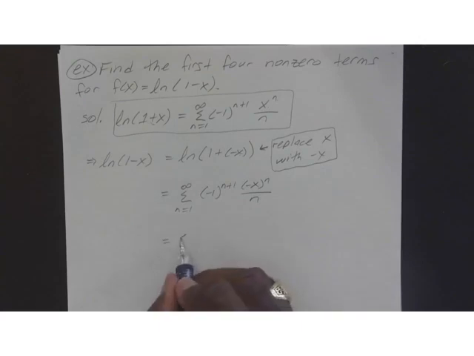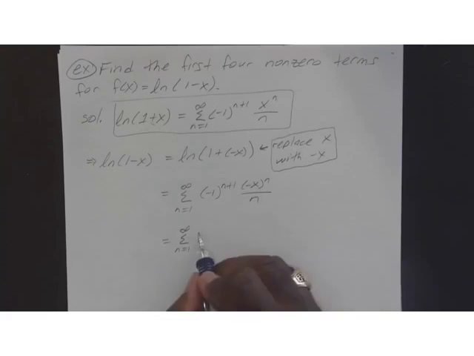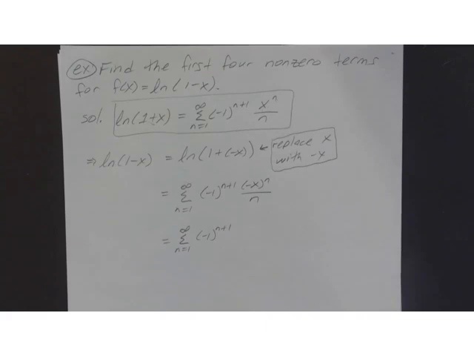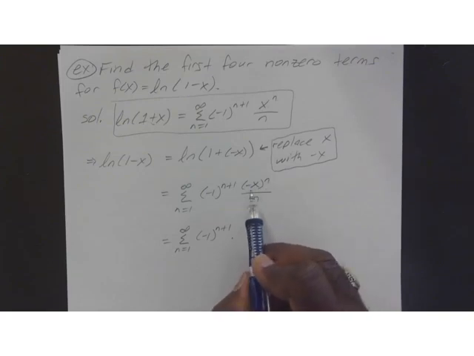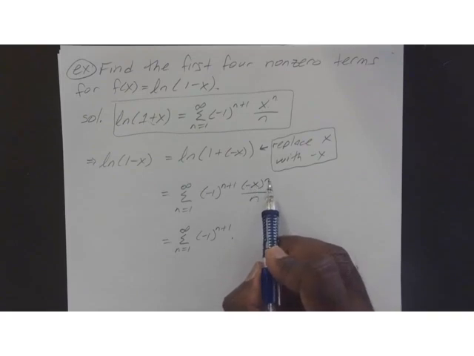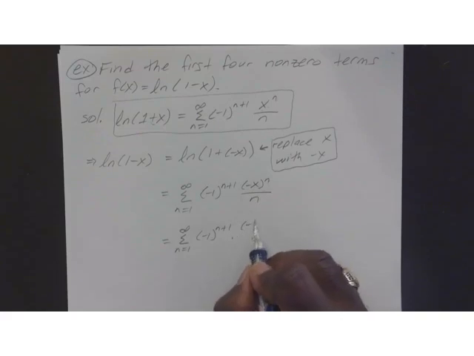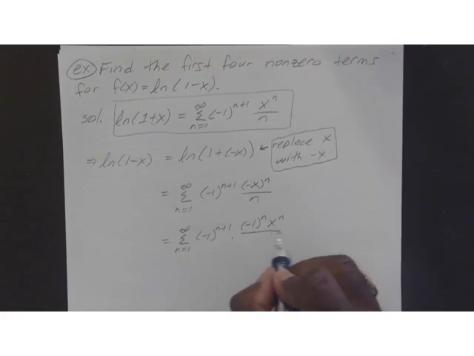Okay, so that will give us the sum from n equals 1 to infinity of negative 1 to the power of n plus 1 times that negative x to the power of n. Remember, we can rewrite this as negative 1 times x. So if we distribute that n to each of those factors, we'll have negative 1 to the power of n times x to the power of n divided by n.